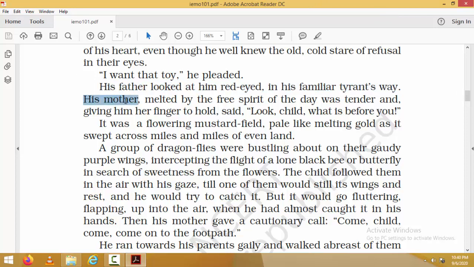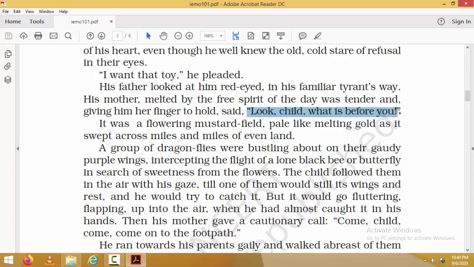His mother, melted by the free spirit of the day, was tender and, giving him her finger to hold, said, "Look child, what is before you?" Okay, look child, what is before you? So we knew his father was so strict.